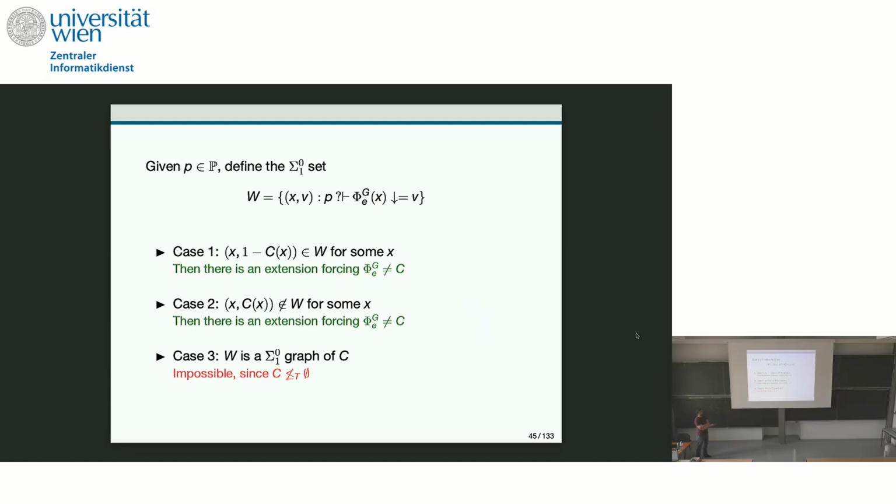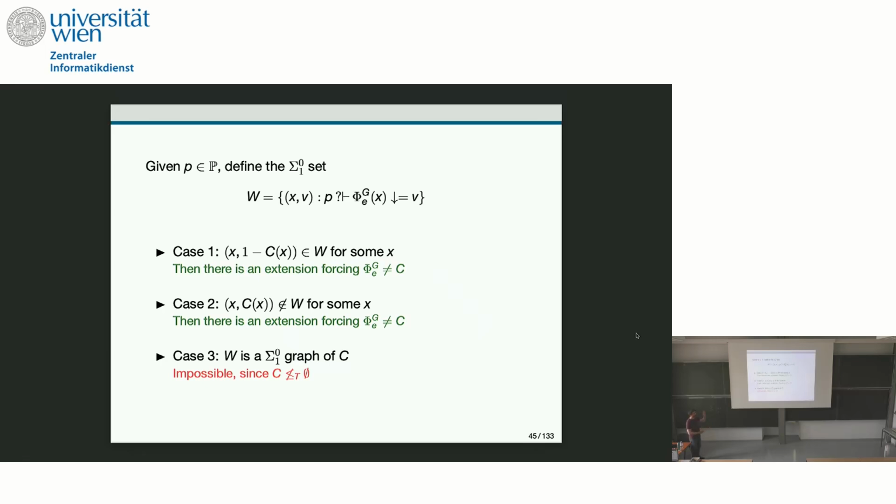And if we are in case 2, it means that there exists an extension which will force you not to halt and be equal to C of x, which means either for you to diverge or to halt on the wrong value. And in the last case, because this is Sigma 1 preserving, you have a Sigma 1 graph of C, which is not possible. So you have density. And this is abstractly from having a Sigma 1 preserving forcing question.